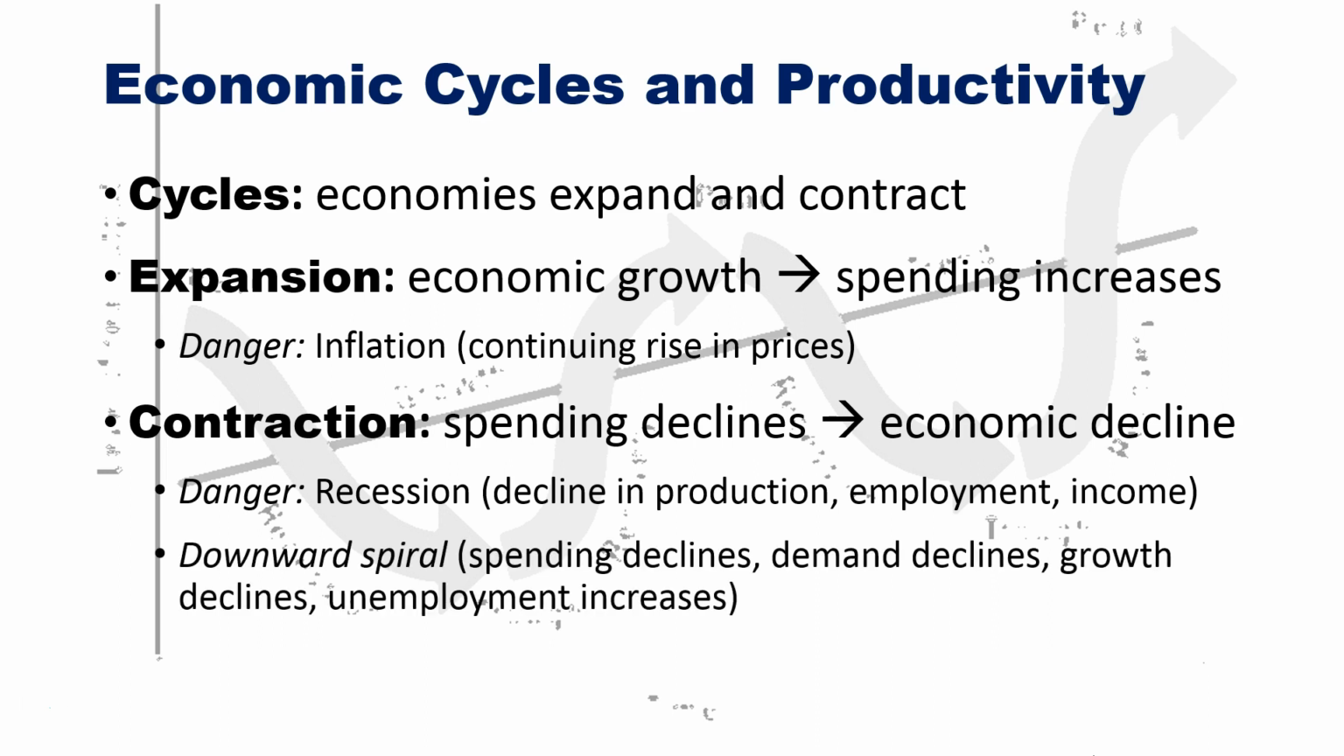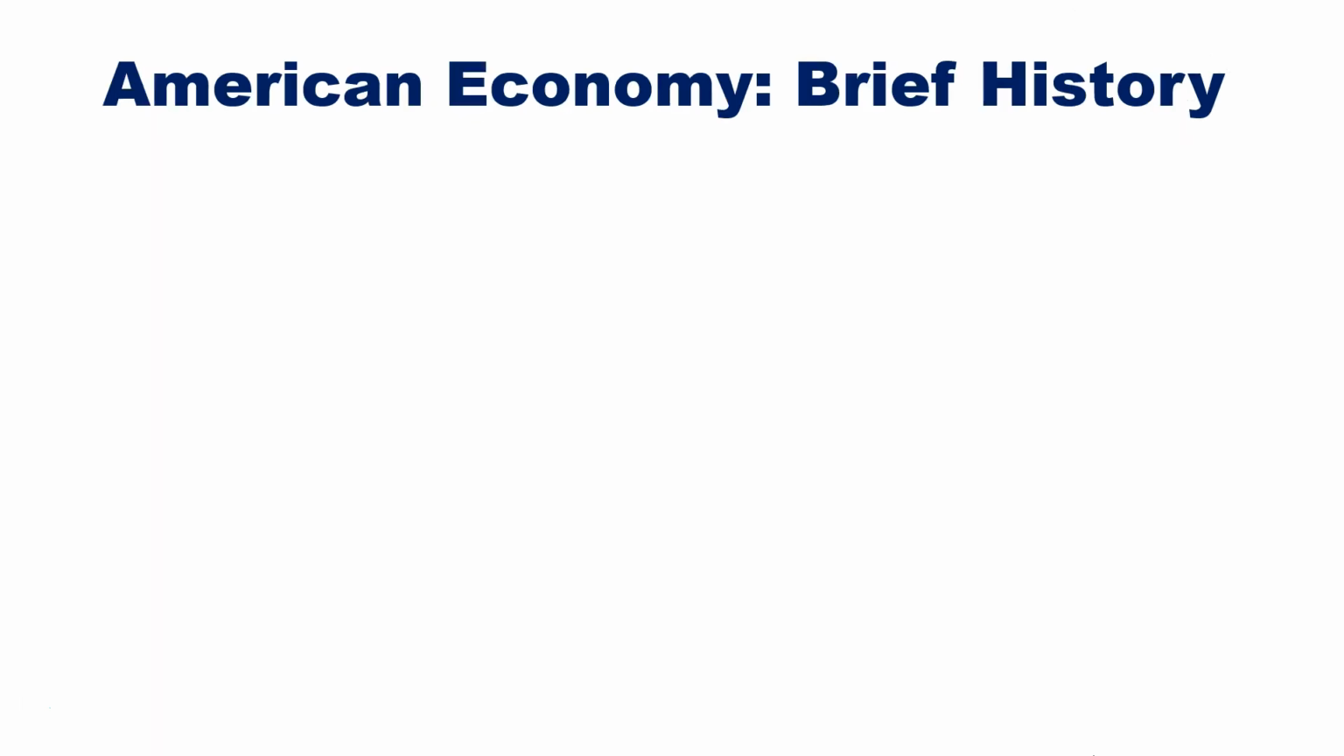And there's a downward spiral effect of that. When people stop spending, demand declines, growth declines, unemployment increases, which means spending declines, and then more declines in demand, and so on. So we want to try to avoid that, and there are public policies that try to keep that from happening.